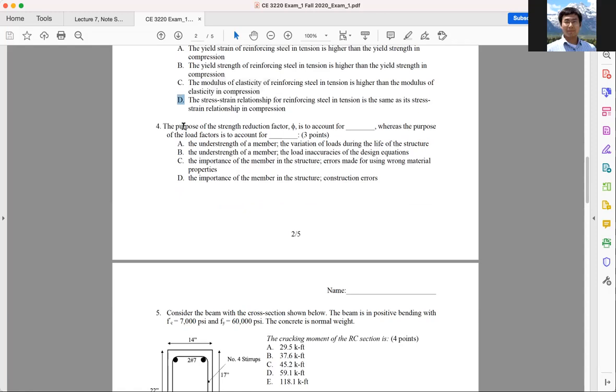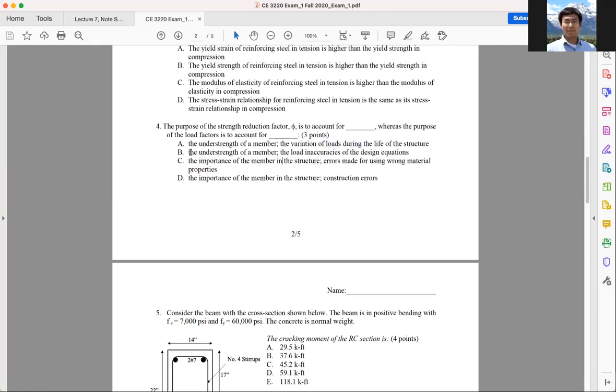Okay. 4, the purpose of strength reduction factor phi is to account for what? All right, pay attention. Now, we didn't talk at length about this, but let's take a look at the answers, right? The purpose of the load factor is to account for what, right? So phi is to account for what? Under strength of member, yeah. The variation of load during the lifetime of the structure, yes. So I think A is a possible answer because phi is considering the uncertainty of the materials and properties of the materials, yes. So under strength of member. And the load factor is to amplify or exaggerate how much load. So A seems to be a good answer, right?